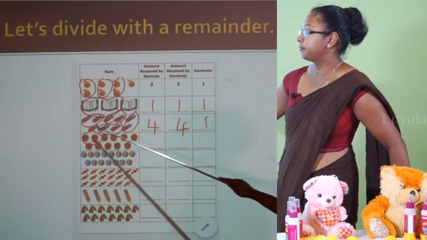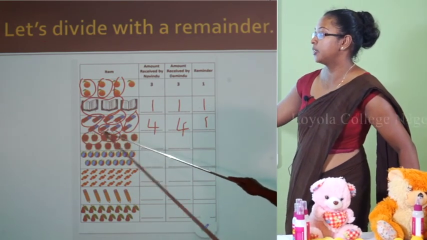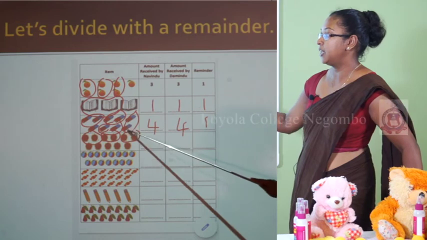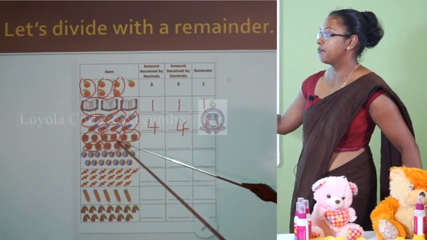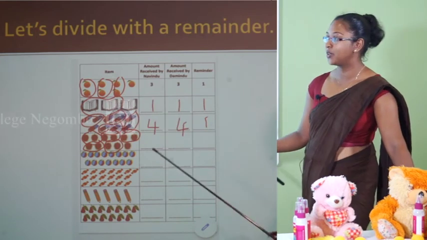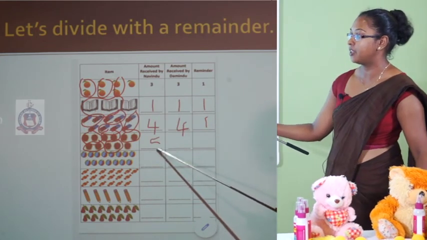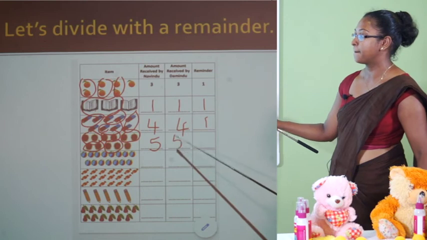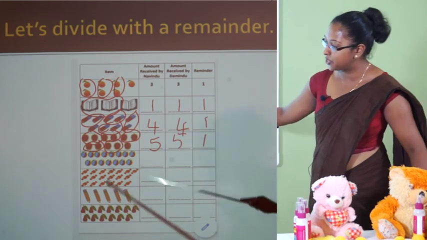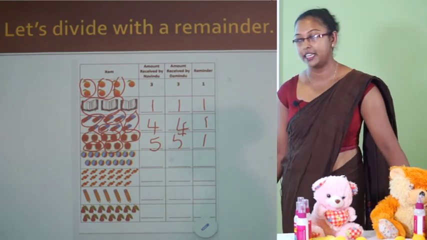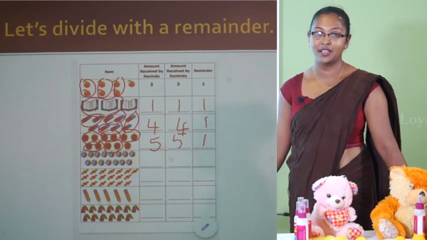1, 2, 3, 4, 5. So how many each one gets? 5. Remainder 1. You can do the rest very easily and leisurely at home.